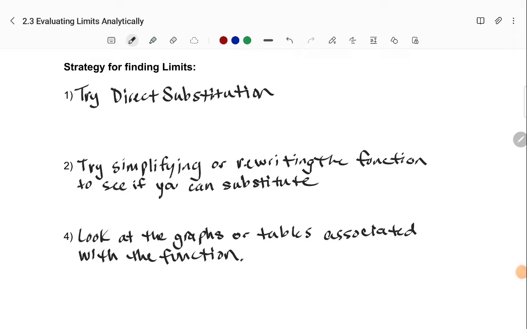So the first strategy that I have would be to just try direct substitution. That's the easiest way, and that's the way that most often is going to be successful for you. So try direct substitution. Then, if that doesn't work, we're going to do some examples of rewriting, or just trying to see if you can simplify it in some way where you can plug that limit value into your function. And then the third way is to look at the graphs or tables that are associated with that function. All right, so copy this down and then we'll move on to the next problem.